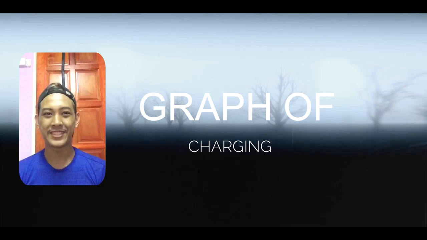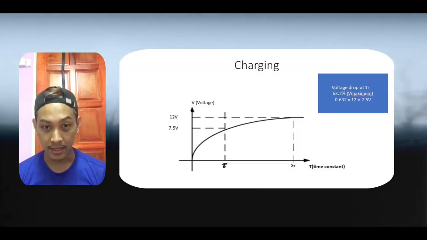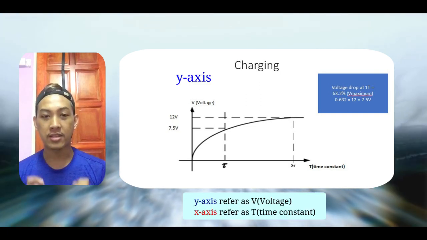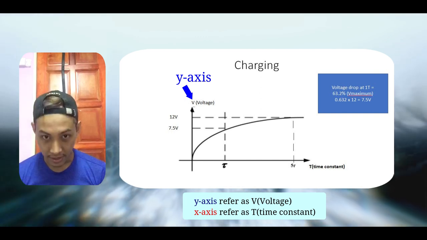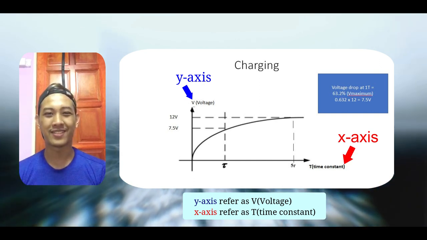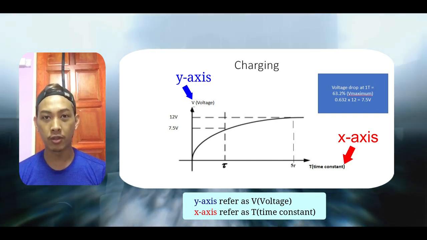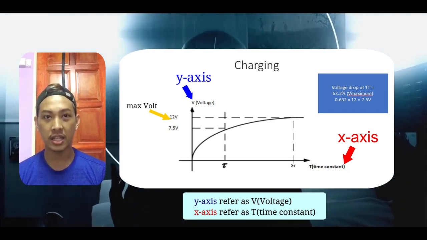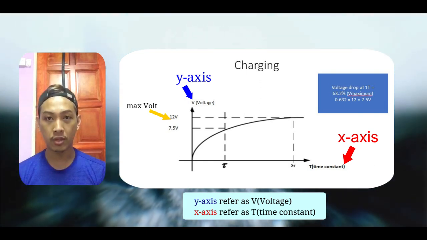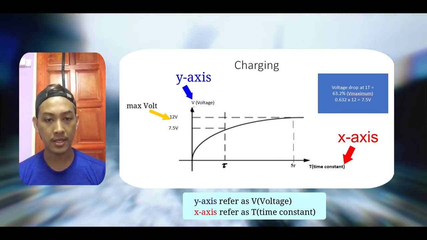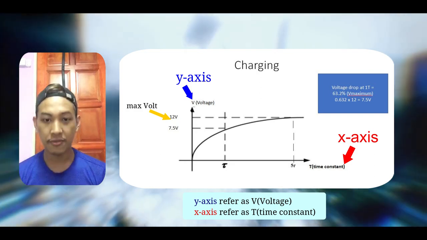For the first one, I'm going to explain to you about the graph of charging. So this is the graph of the capacitor when fully charging. The y-axis is referred to as V, which means the value of voltage, while the x-axis is referred to as T, time constant. The maximum value of voltage is 12 volt because when the capacitor is fully charged, the voltage in the capacitor is equal to 12 volt, same as the voltage supply. And the time constant needed for the capacitor to be fully charged is 5 tau.